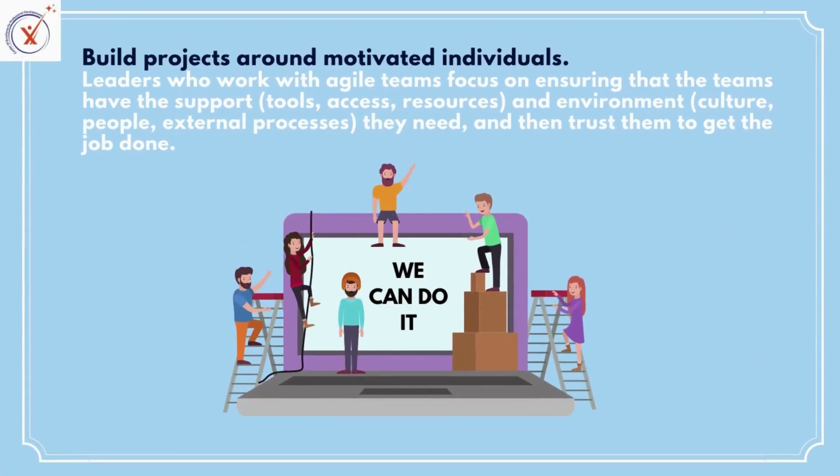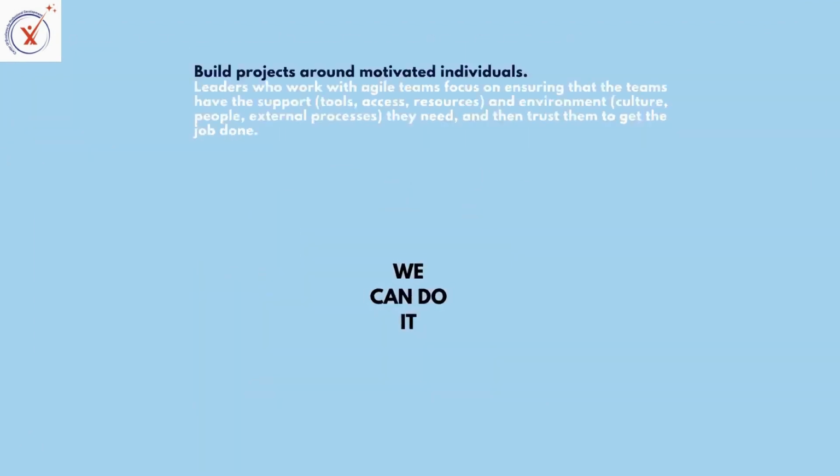5. Build projects around motivated individuals. Leaders who work with Agile teams focus on ensuring that the teams have the support, tools, access, resources, environment, culture, people, and external processes they need, and then trust them to get the job done.